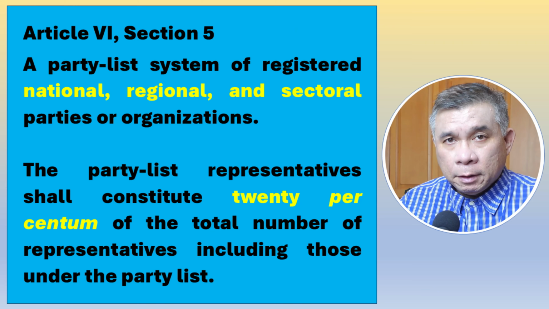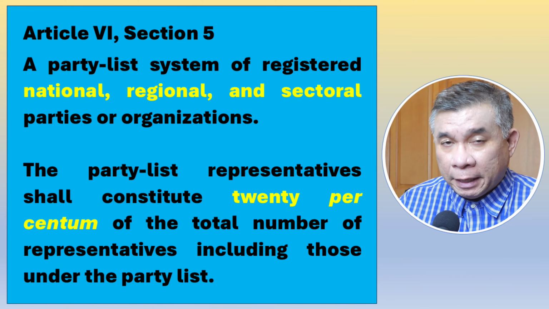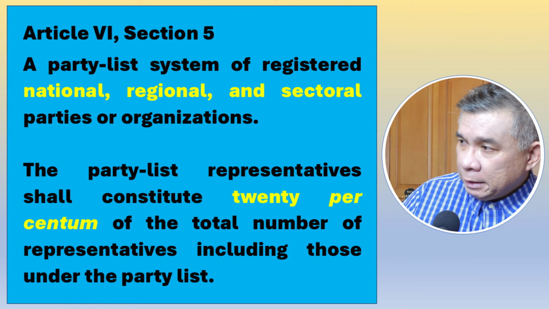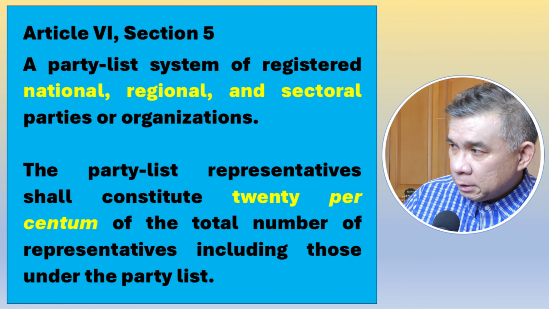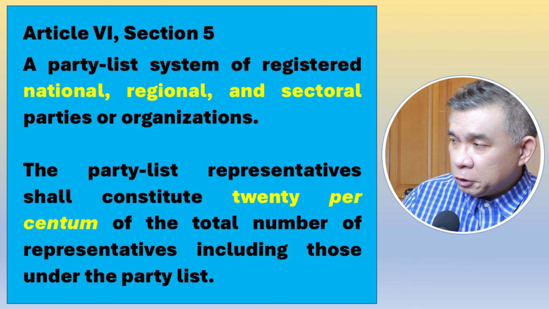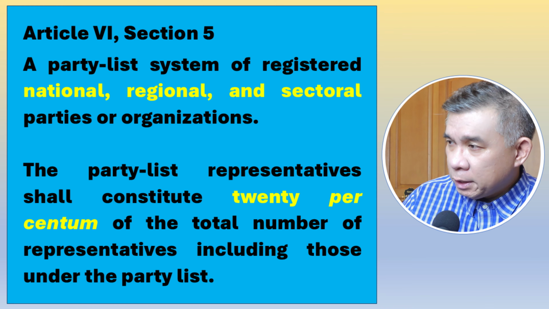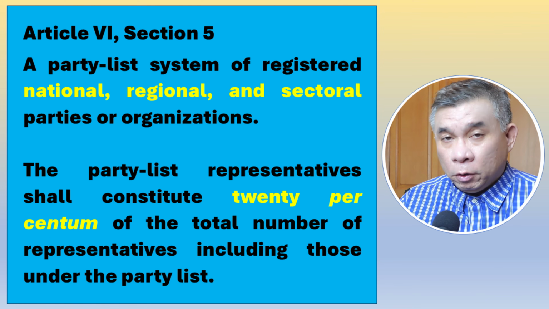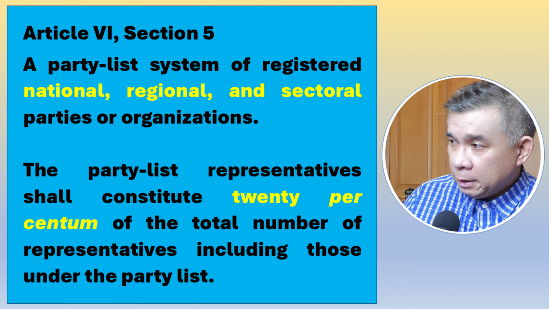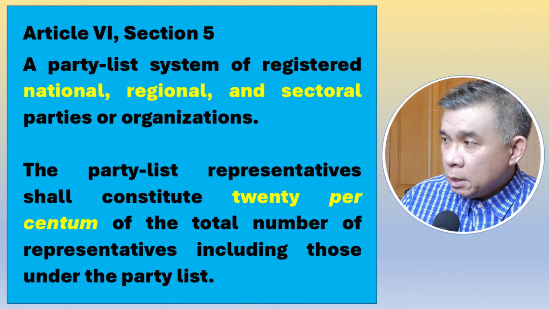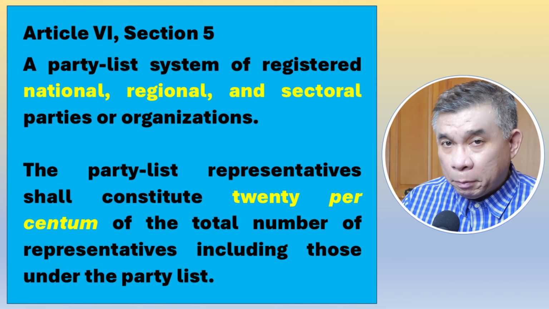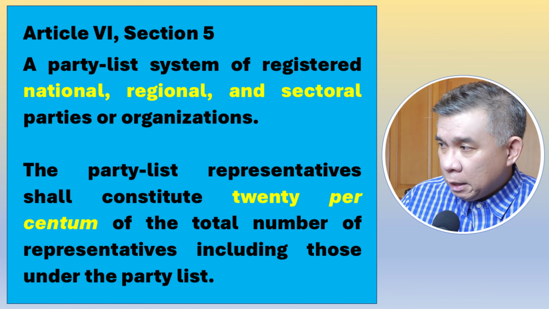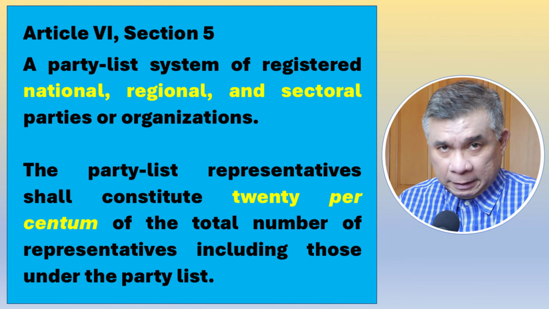All right. Under Article 6, Section 5 of the 1987 Constitution, it says that a party list system is something of registered national, regional, and sectoral parties or organizations. The Constitution further said that the party list representatives shall constitute 20% of the total number of representatives, including those under the party list.